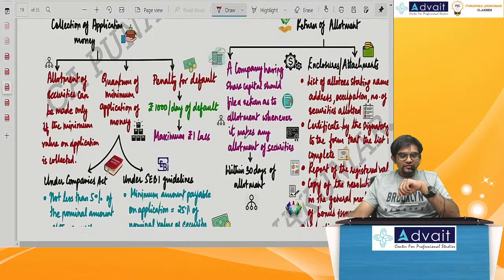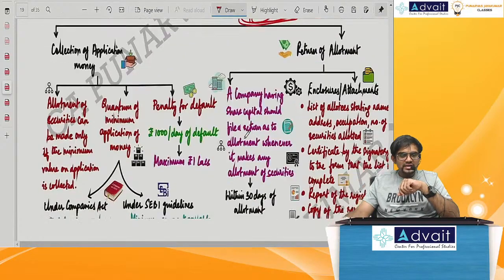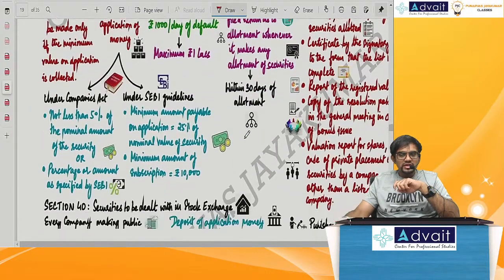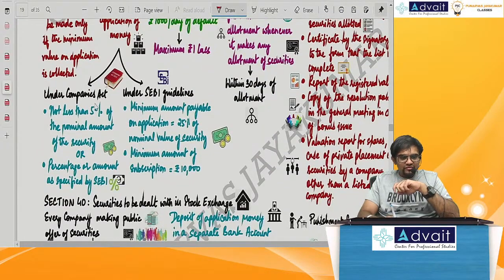Now, collection of application money. How will I collect the application money? Already discussed, guys. Minimum application money under the Companies Act is how much? 5% of the nominal value.